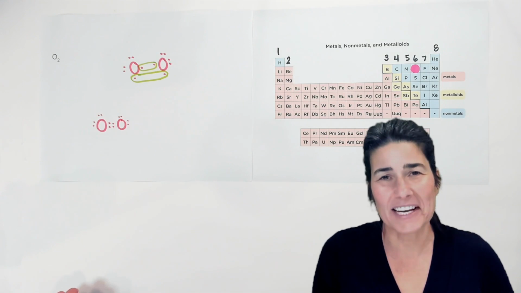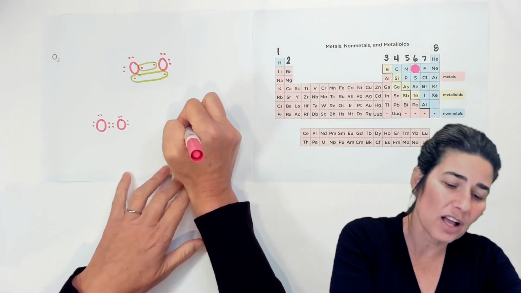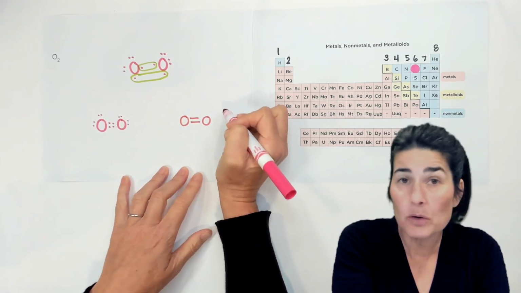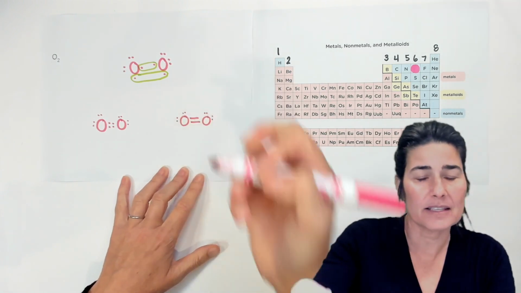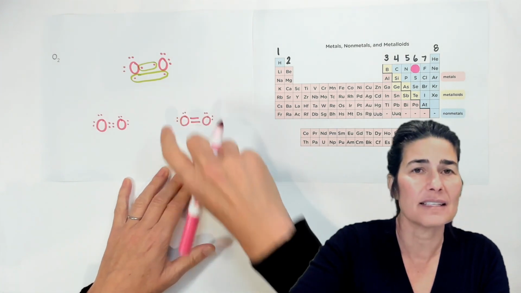Or it's a little nicer to draw it using the lines instead of the dots. I could draw oxygen with 2 lines equally distant in between them, like an equal sign, and then still draw the 2 lone pairs on each oxygen. 2, 4, 6, 8, 2, 4, 6, 8.